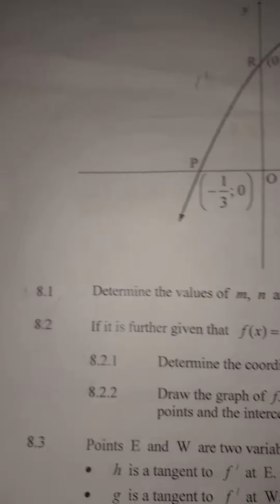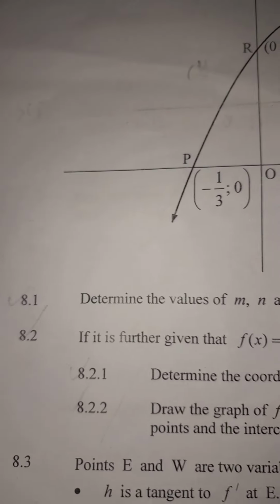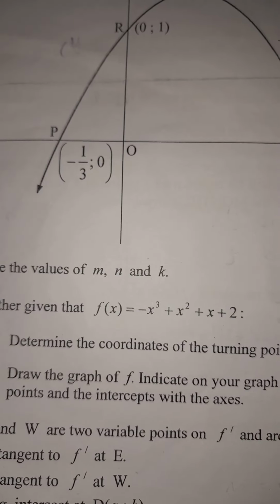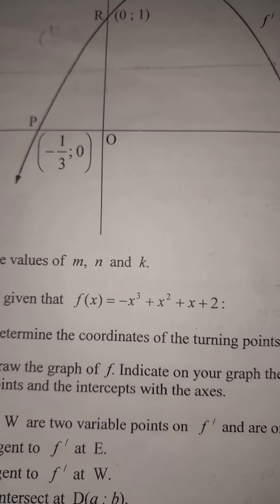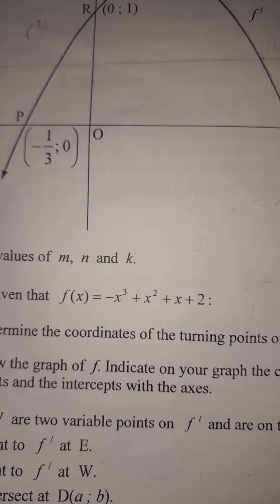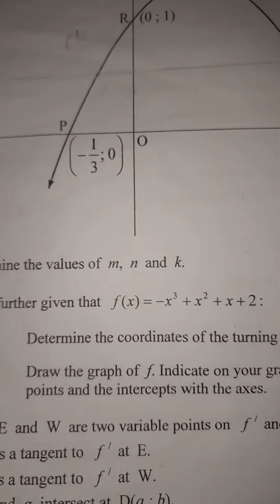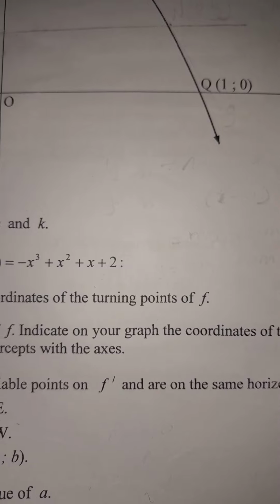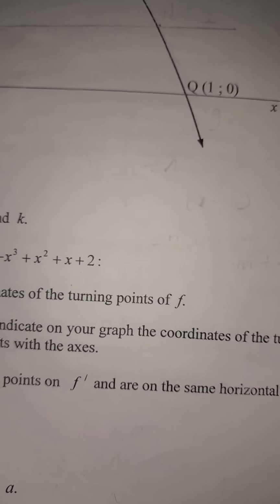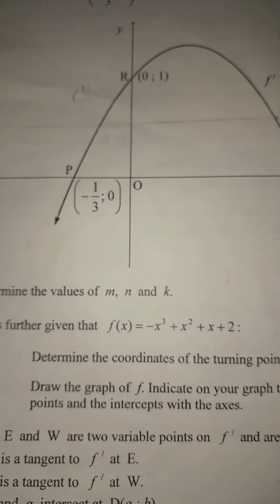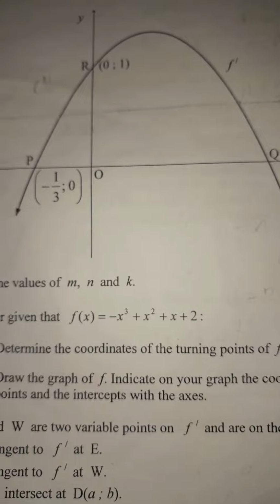Now we are at 8.2. It is further given that f of x equals minus x cubed plus x squared plus x plus 2. Okay, that's a cubic function. Determine the coordinates of the turning point of f. So that's 3 marks.